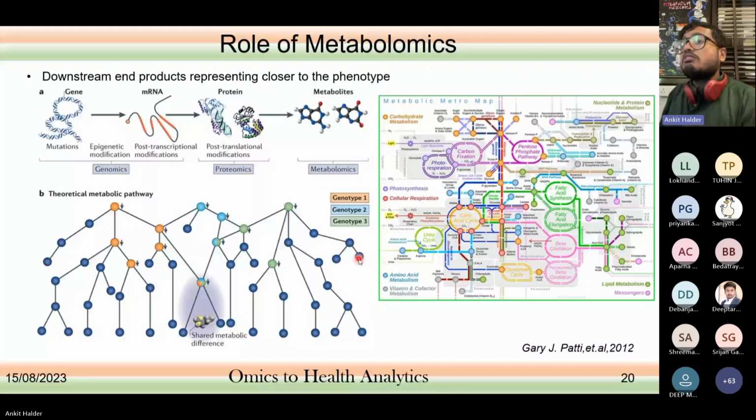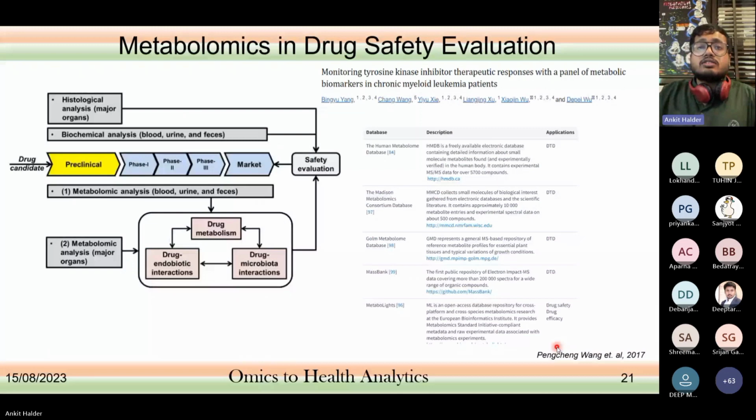So this is how a natural human metabolomic map or the pathways look like. Metabolomics is also helping us by using blood and urine for analysis. Whenever we give a particular drug, the drug also being a metabolite, we can try to find out how the drug has been distributed into the different organs.